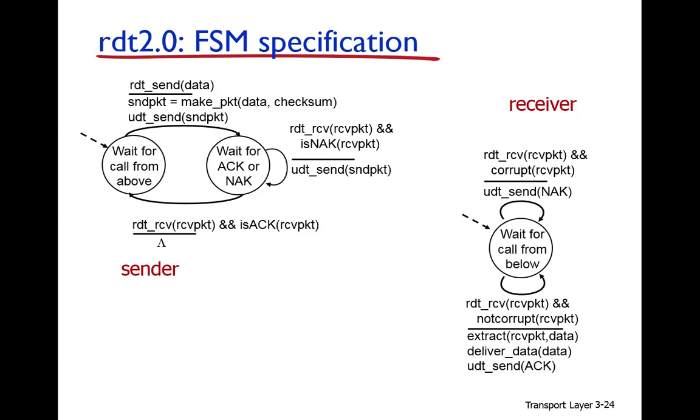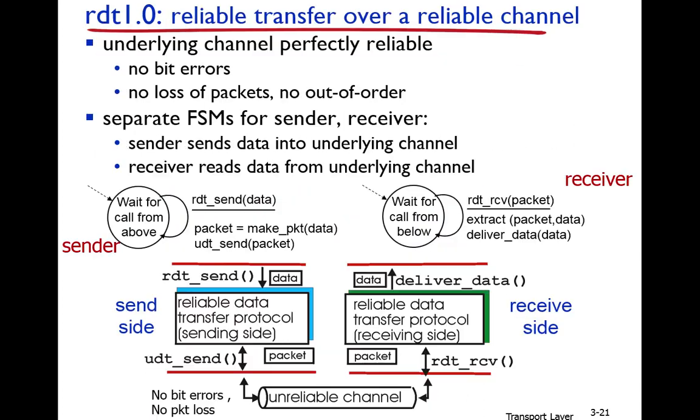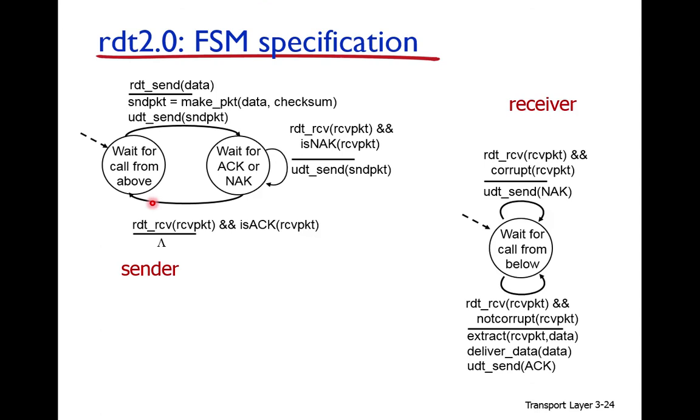So now we are going to explain the RDT 2.0 protocol through FSM. Again, at the sender side there are two states. In RDT 1.0 we had only one state at the sender and at the receiver, and now we are having two states. And what are these two states? Let's explain it. First of all, these two are states.